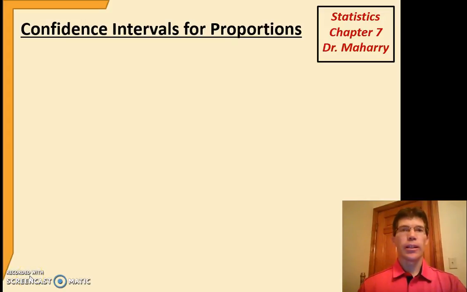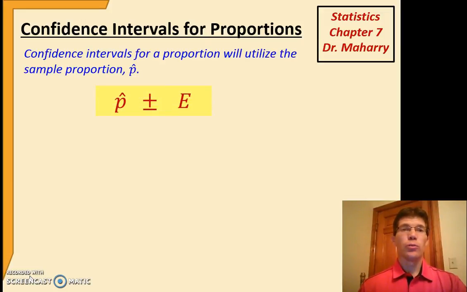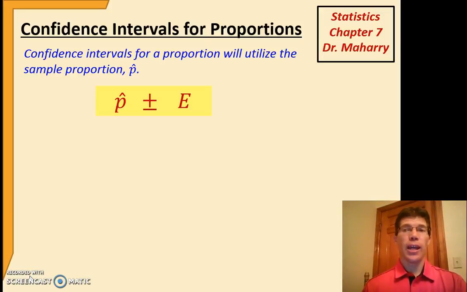In this video, we look at confidence intervals for proportions, again in Chapter 7 of your statistics textbook. So again, the idea is we're trying to estimate the value of a proportion, some population proportion. So we'll use our sample proportion p hat. And like we did with means, we'll center the interval around the proportion p hat.